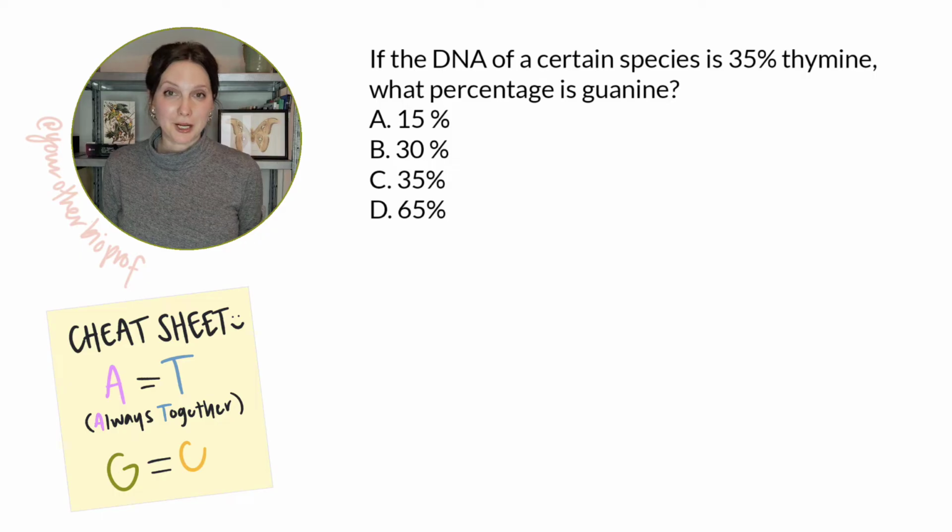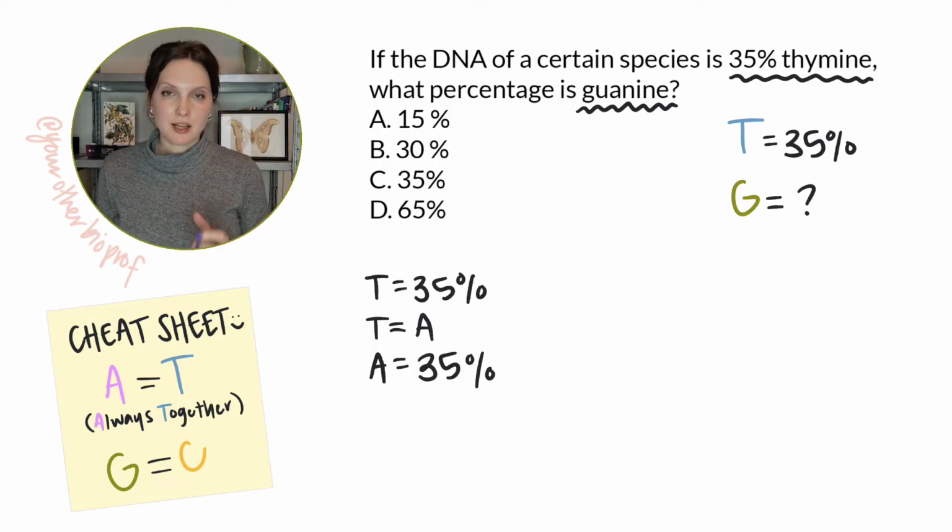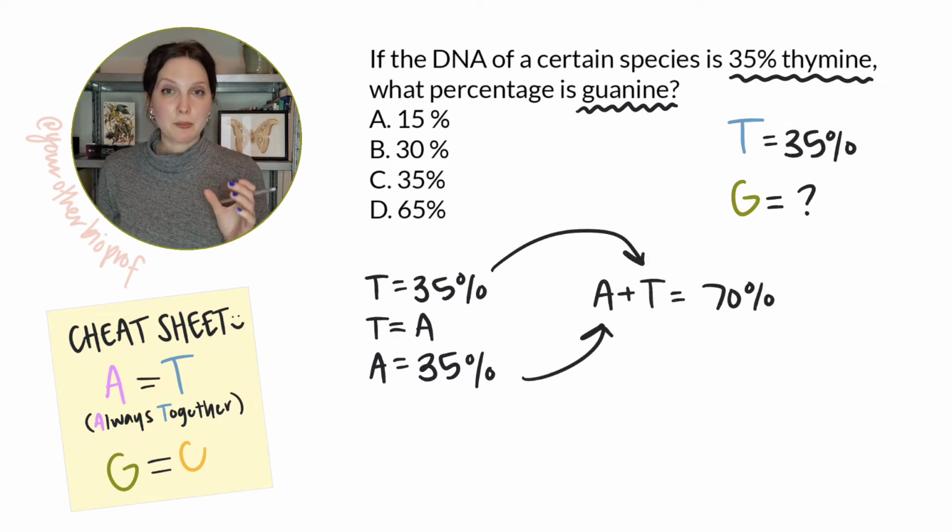A fairly typical problem looks something like this. If the DNA of a certain species is 35% thymine, what percent is guanine? Well, if T is 35%, then that means what else is 35%? A, right? Because A equals T. So T is 35%, A is 35%, add those together, they make up 70%. So 30% is what's left.